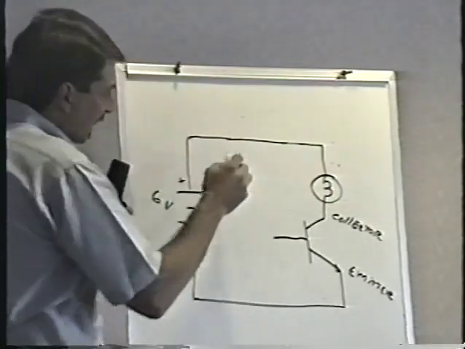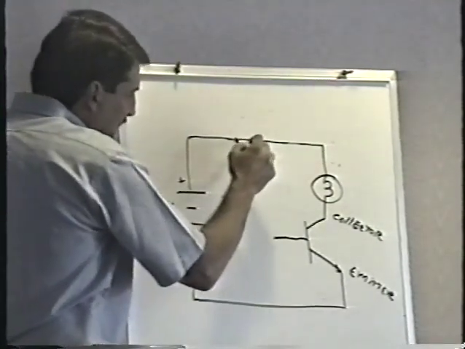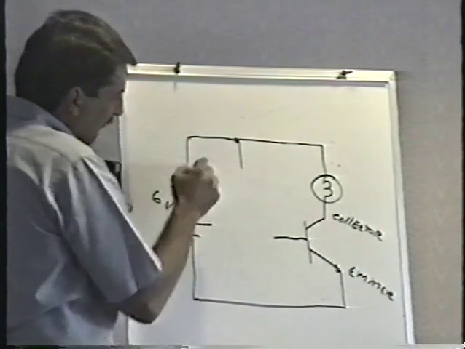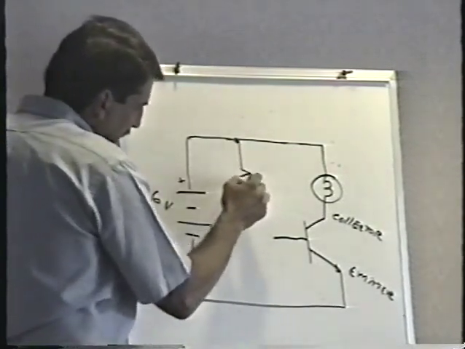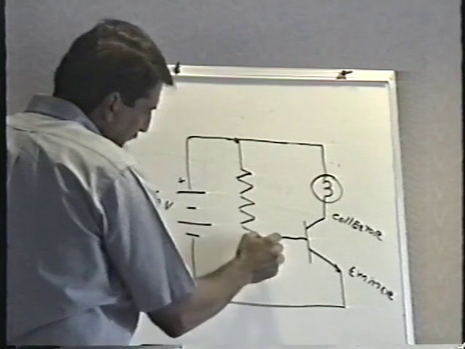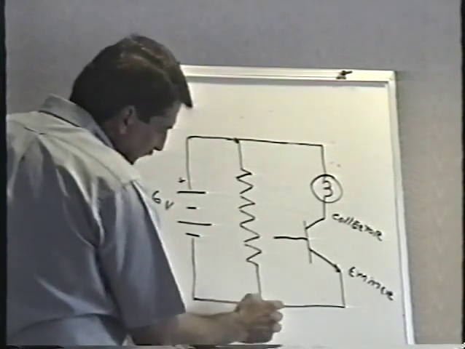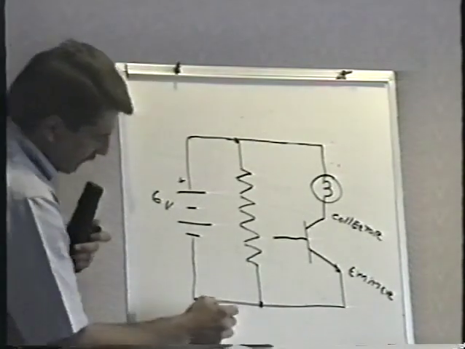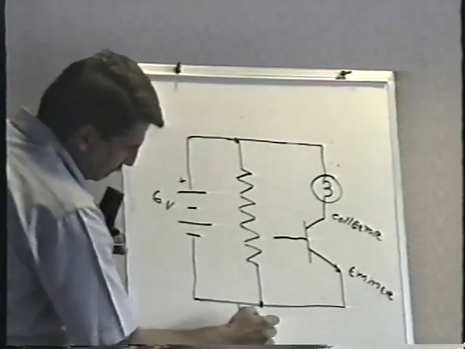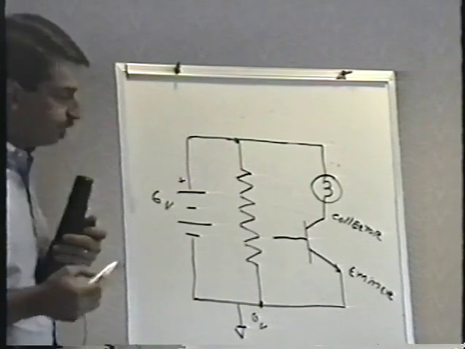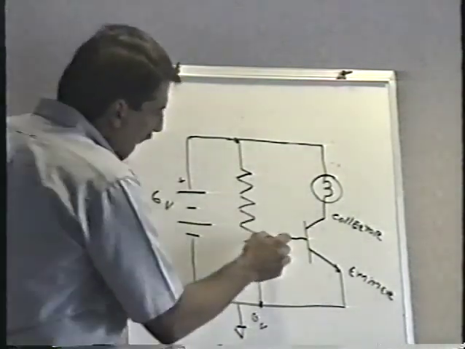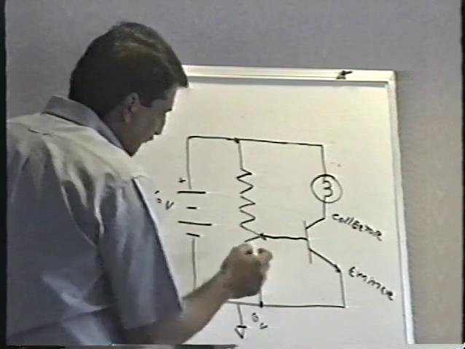And I'm going to connect the pot like this. One side of the pot, I'm going to connect right to the positive side of the 6-volt battery. Making a nice big long pot here. The other side of the potentiometer, I'm going to connect to the negative side. Let's just call that ground here so that we know that that's 0 volts. And the wiper, I'm going to connect to the base of the transistor.